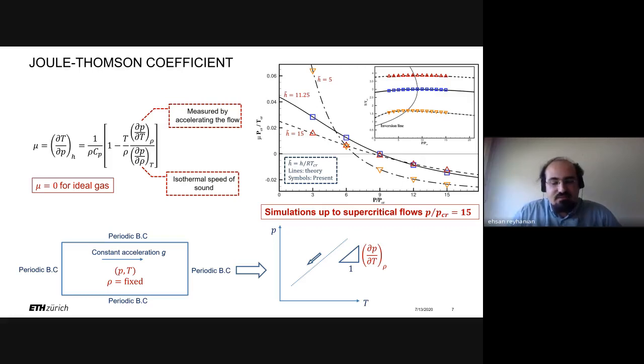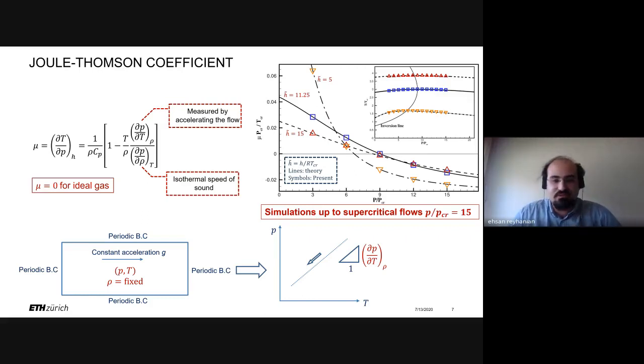And consequently, the temperature also drops linearly with pressure, where the density remains fixed. Now here, the slope of the PT curve can be measured readily and plugged into this equation. Simulations have been conducted along 3 different isentropic lines at different states, where the reduced pressure ranges from 3 to 15, which is far into supercritical flows.